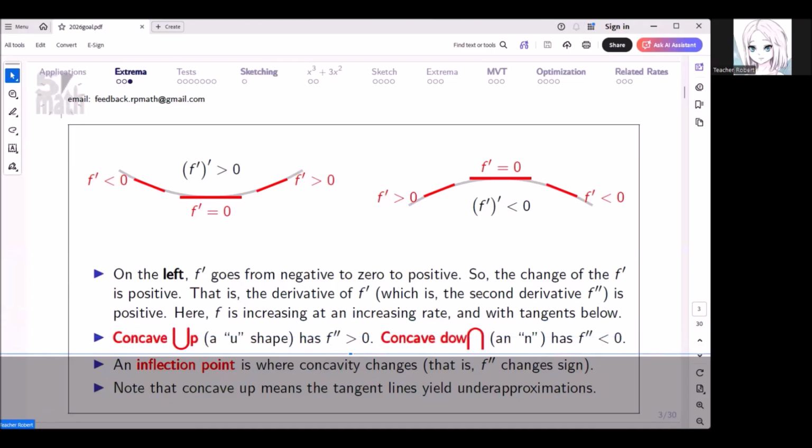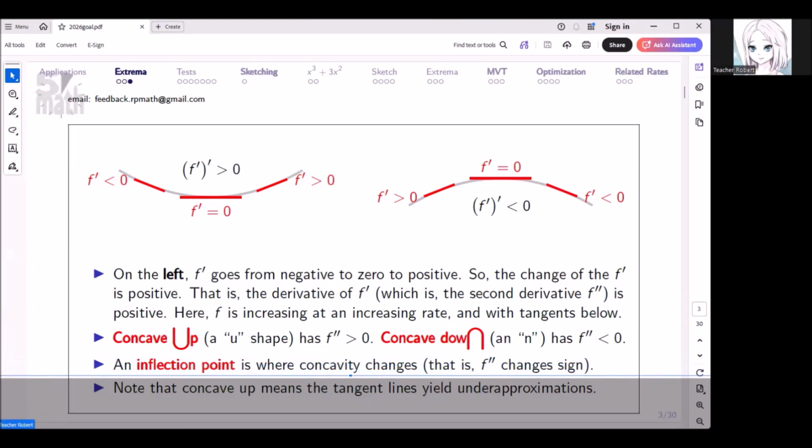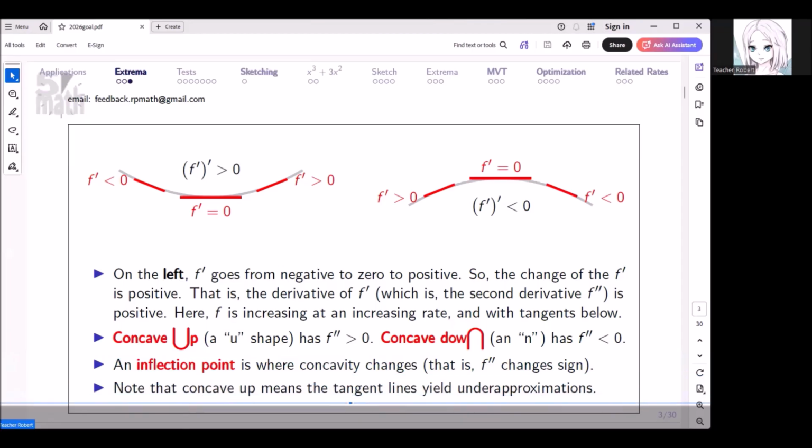Concave up, a U shape, has f double prime greater than 0. Concave down, an N, has f double prime less than 0. An inflection point is where concavity changes. That is, second derivative changes sign. Note that concave up means the tangent lines yield under approximations.